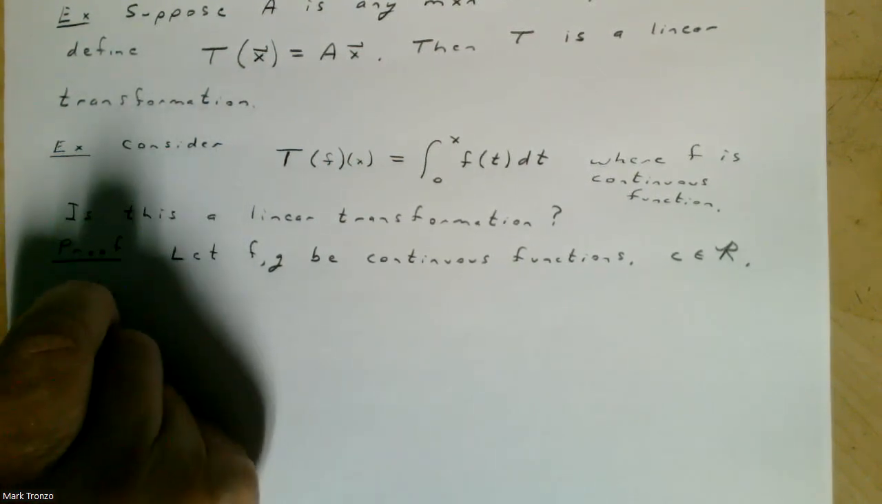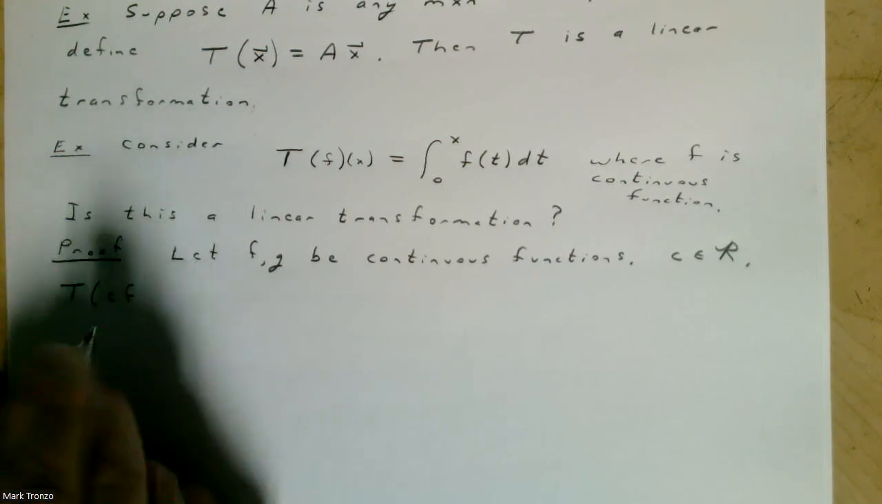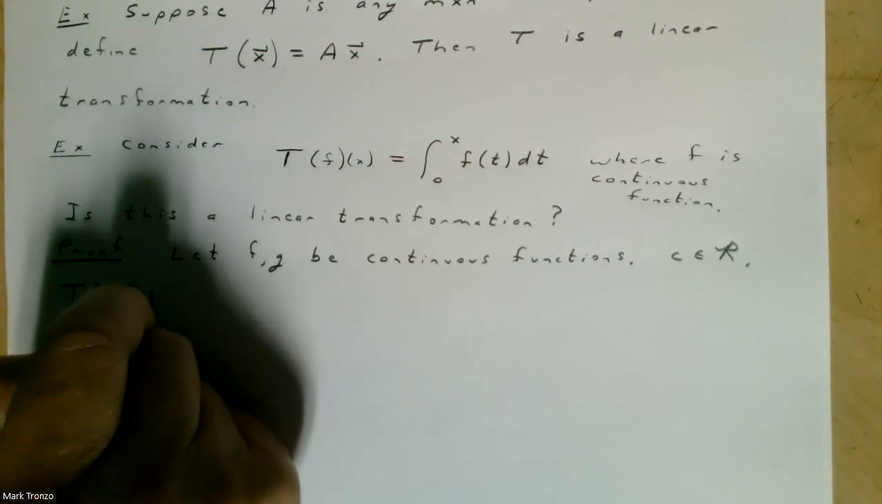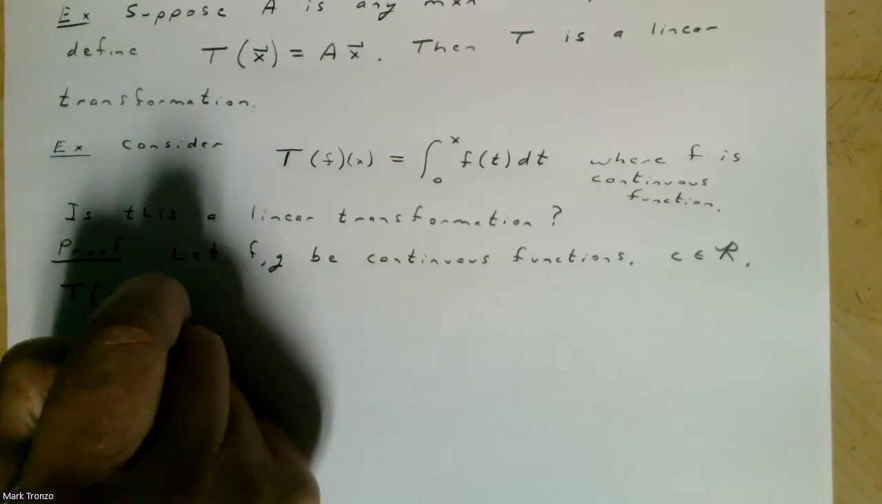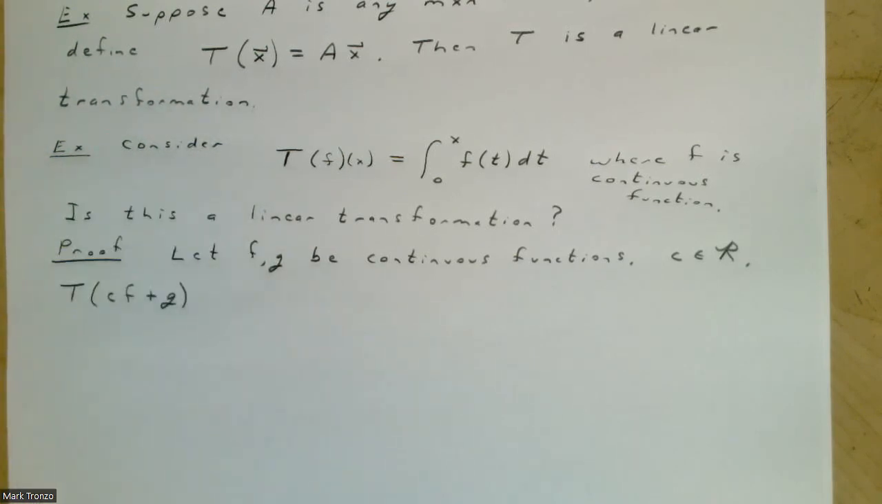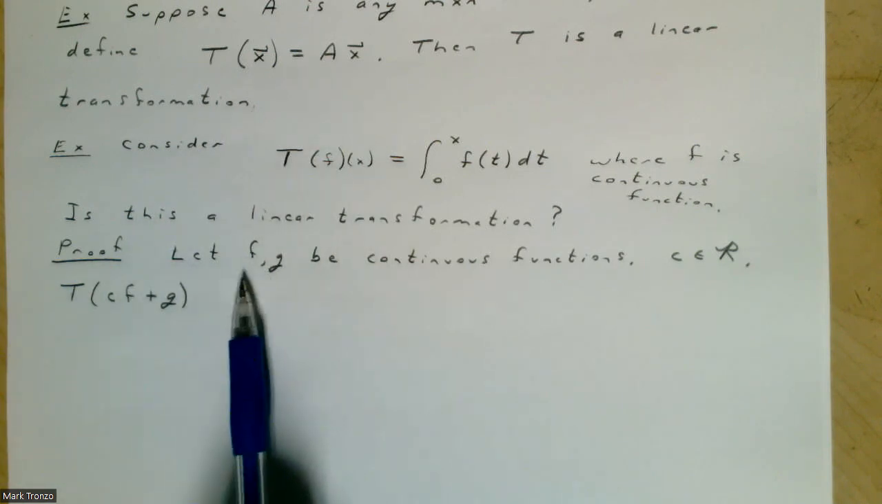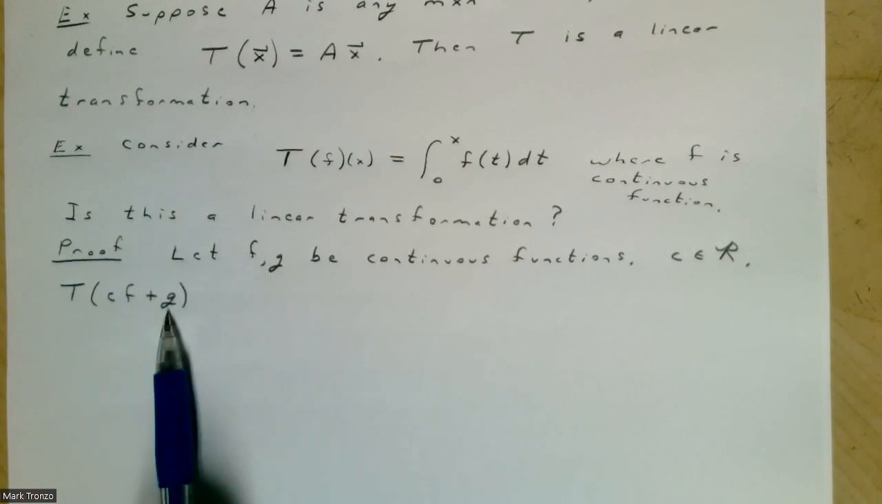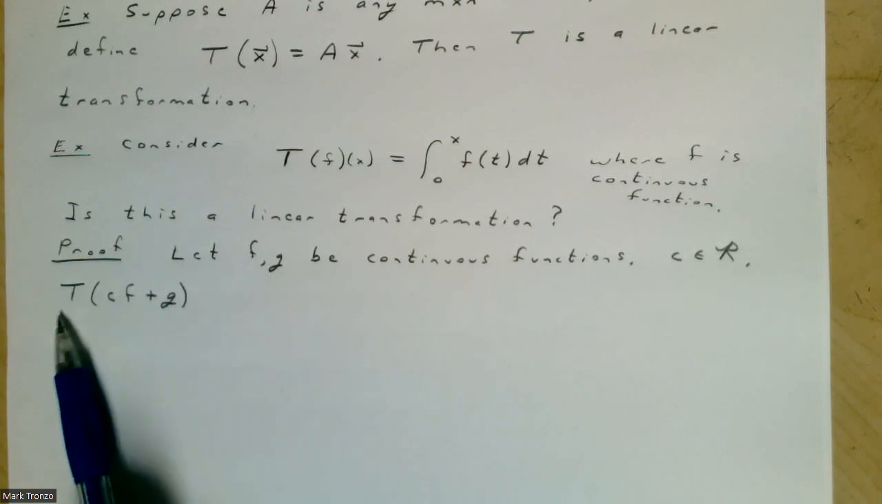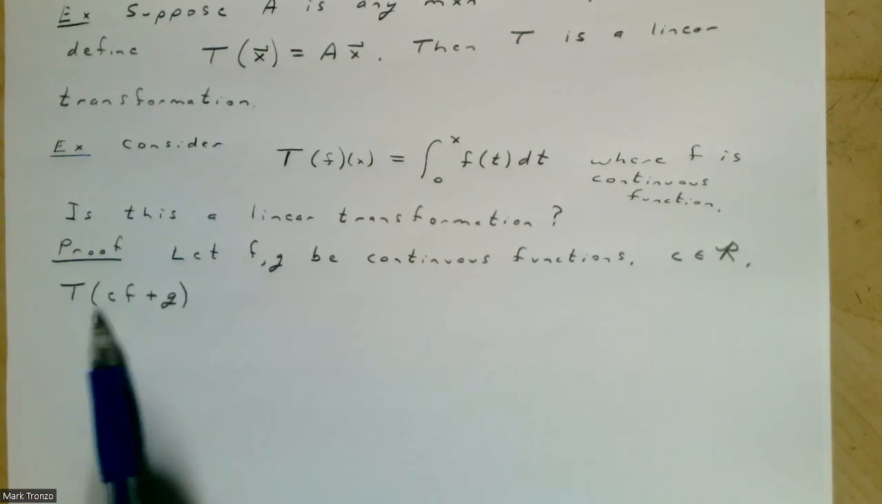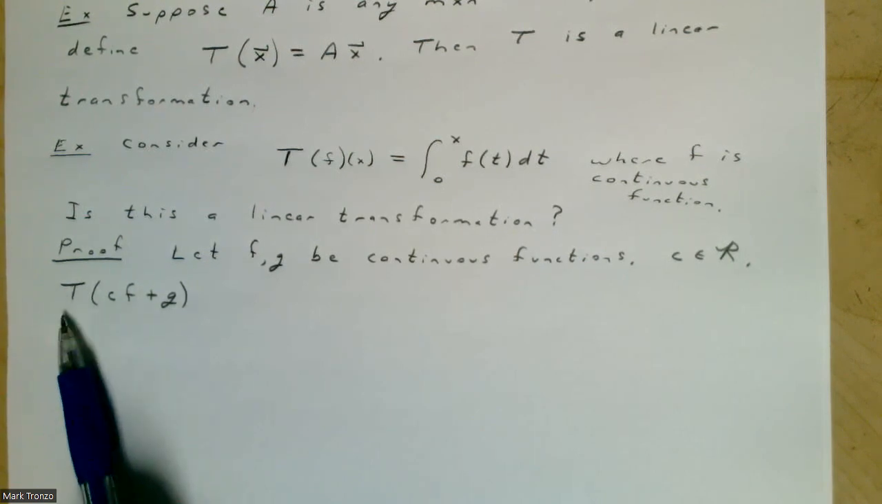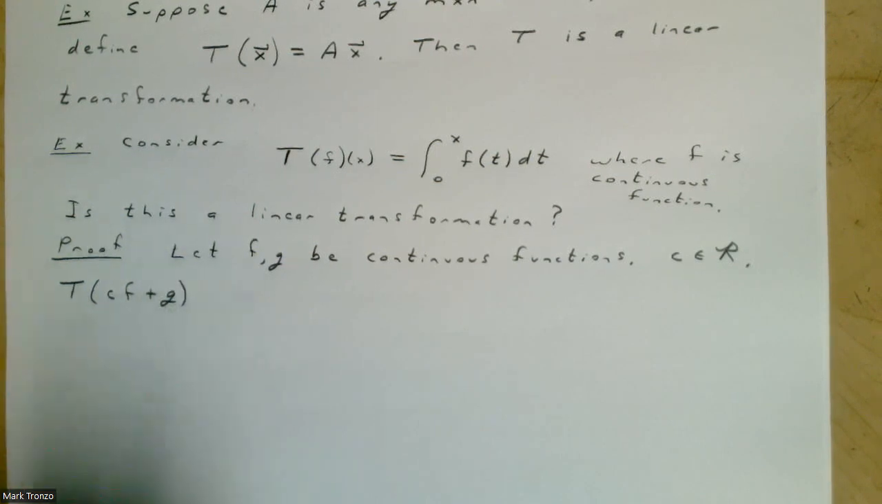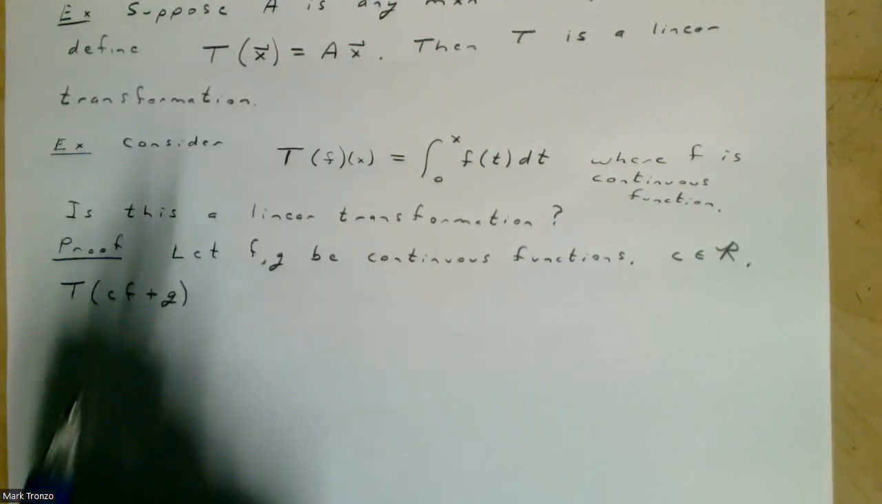If we take, remember what our test was, c times the first vector plus the second vector like this. Remember, when we get into the general terms, vectors aren't vectors in the normal sense all the time. In this case, our vectors are continuous functions. So let's try this again. Remember, we eventually want to show that T(cf + g) is equal to cT(f) + T(g).